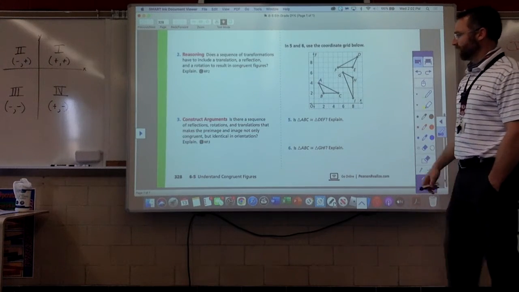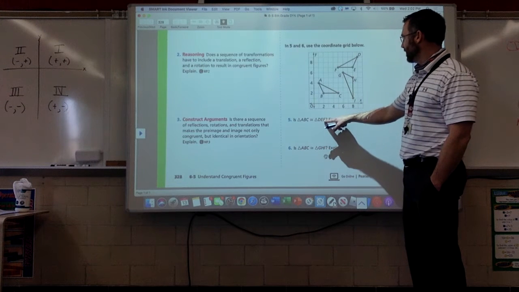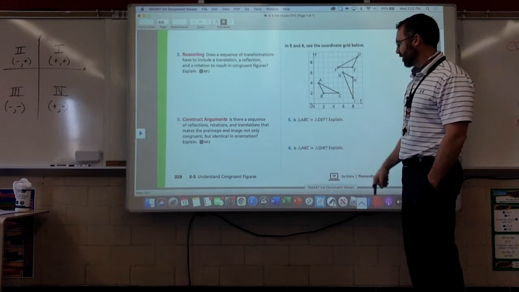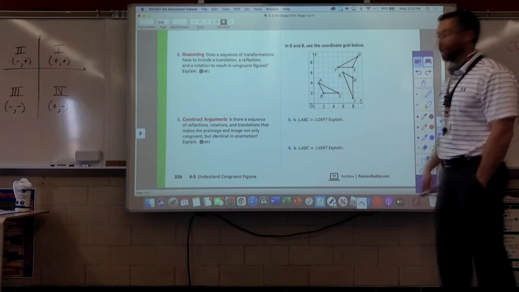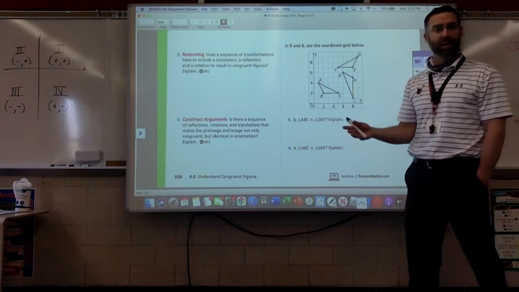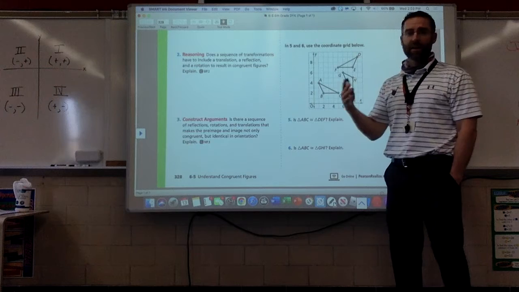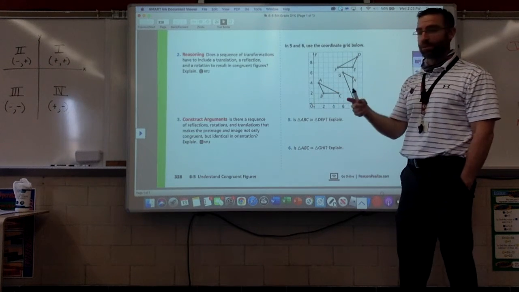Use the coordinate grid below. It's asking, is triangle ABC congruent to triangle DEF? Well, let's see. Let's use a sequence of transformations to see if this figure will map on top of the other one. Now, at first glance, it sure looks like it's the same size and shape, but let's prove that it is.